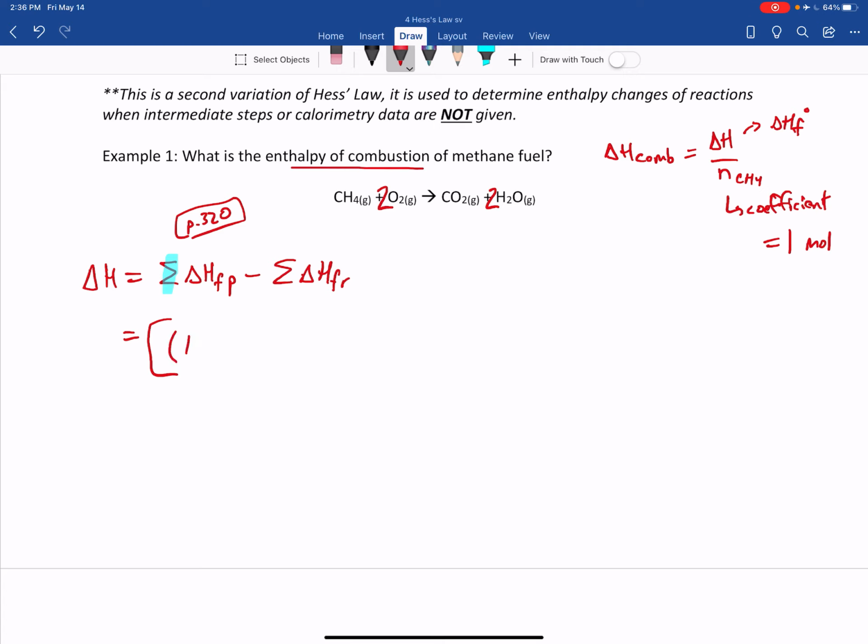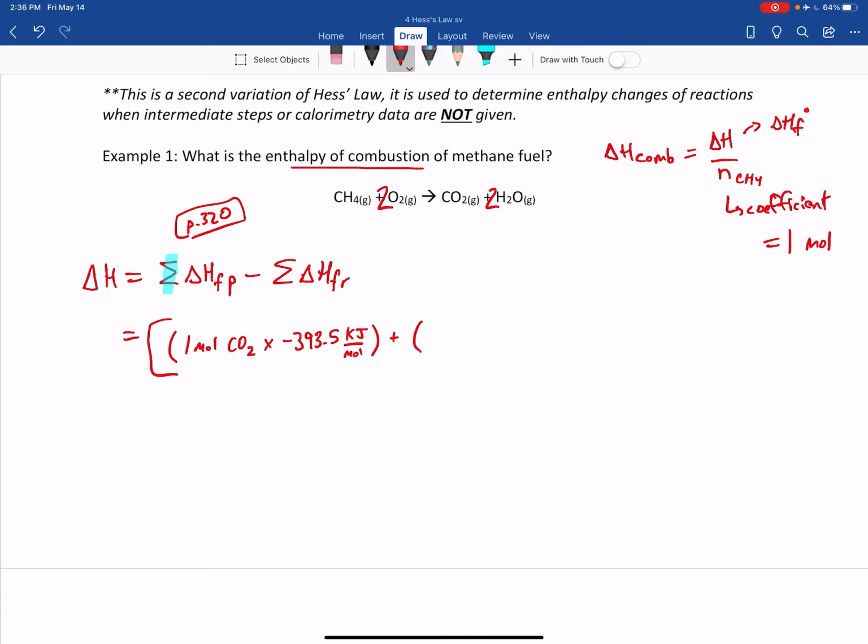So I have 1 mole of carbon dioxide based on the balanced chemical equation. Now in the chart, its enthalpy of formation is negative 393 kilojoules per mole. So that's how much energy is going to be released from forming 1 mole of CO2.